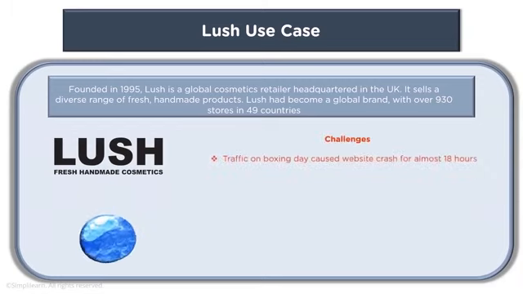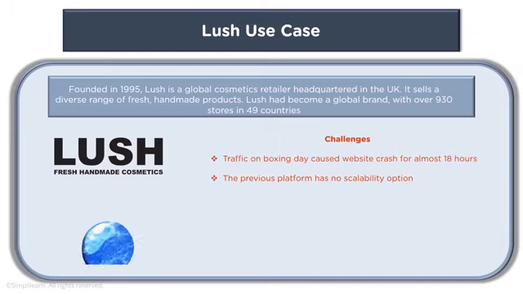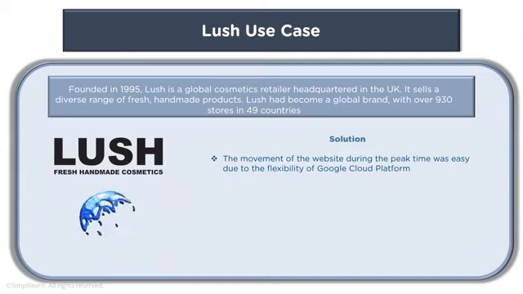The challenge faced here was that traffic on Boxing Day caused the website to crash for almost 18 hours. This had a devastating effect on their business. The previous platform had no scalability option. What was the solution? The movement of the website during the peak time was easy due to the flexibility of the GCP platform.